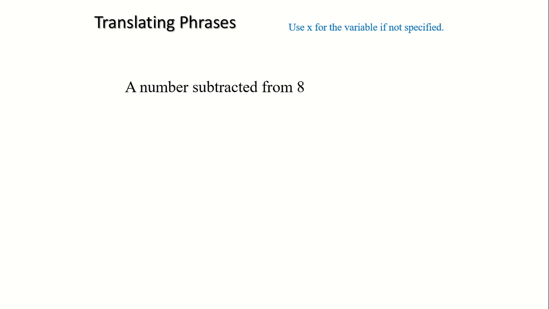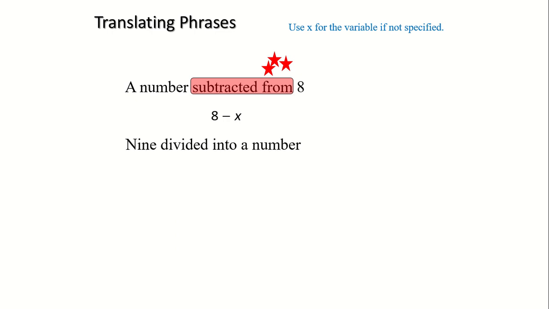A number subtracted from 8. Again, our key term is subtracted from. Our rule, you start first with the second term before the first term. So that is 8 minus x. 9 divided into a number, the key term is divided into. Again, you start with the second term before the first term, that is x over 9.